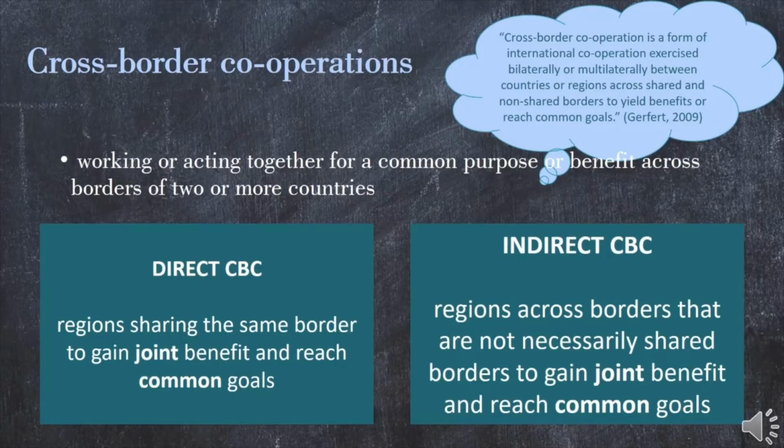Talking about the topic very simply, we may say that if you cross the existing international borders, or if the border regions cooperate with each other, then it will surely result in the phenomenon of cross-border cooperation. However, it is a little bit more than that. Cross-border cooperation is the process of working or acting together for a common purpose or benefit across borders of two or more countries.